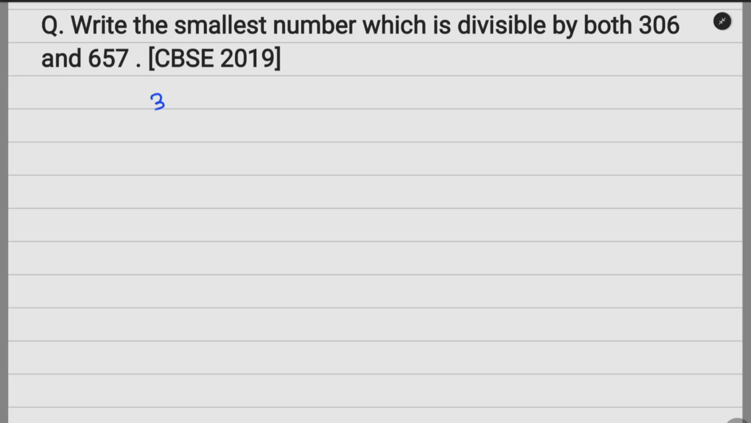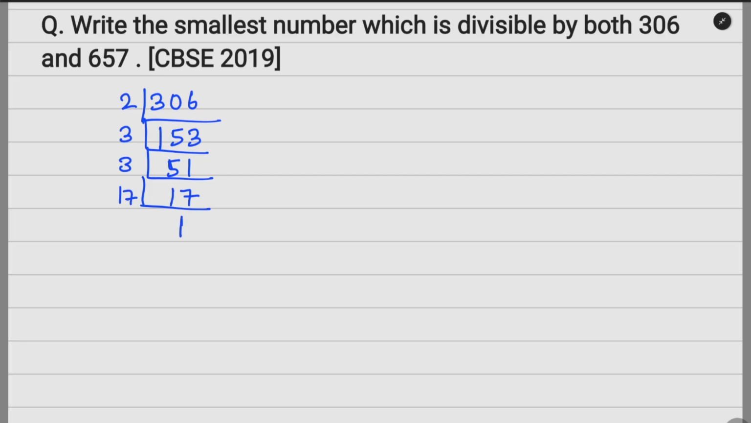So the first one is 306. Start with the lowest prime number, that is 2. 2 1s are 2, 2 5s are 10, 2 3s are 6. Next, 3. 3 5s are 15, 3 1s are 3. Again 3. 3 1s are 3, 3 7s are 21. And then 17. For the next number, 657, let's do the prime factorization with 3. 3 2s are 6, 3 1s are 3, 3 9s are 27. Again 3, 3 7s are 21, 3 3s are 9. And then 73 is a prime.